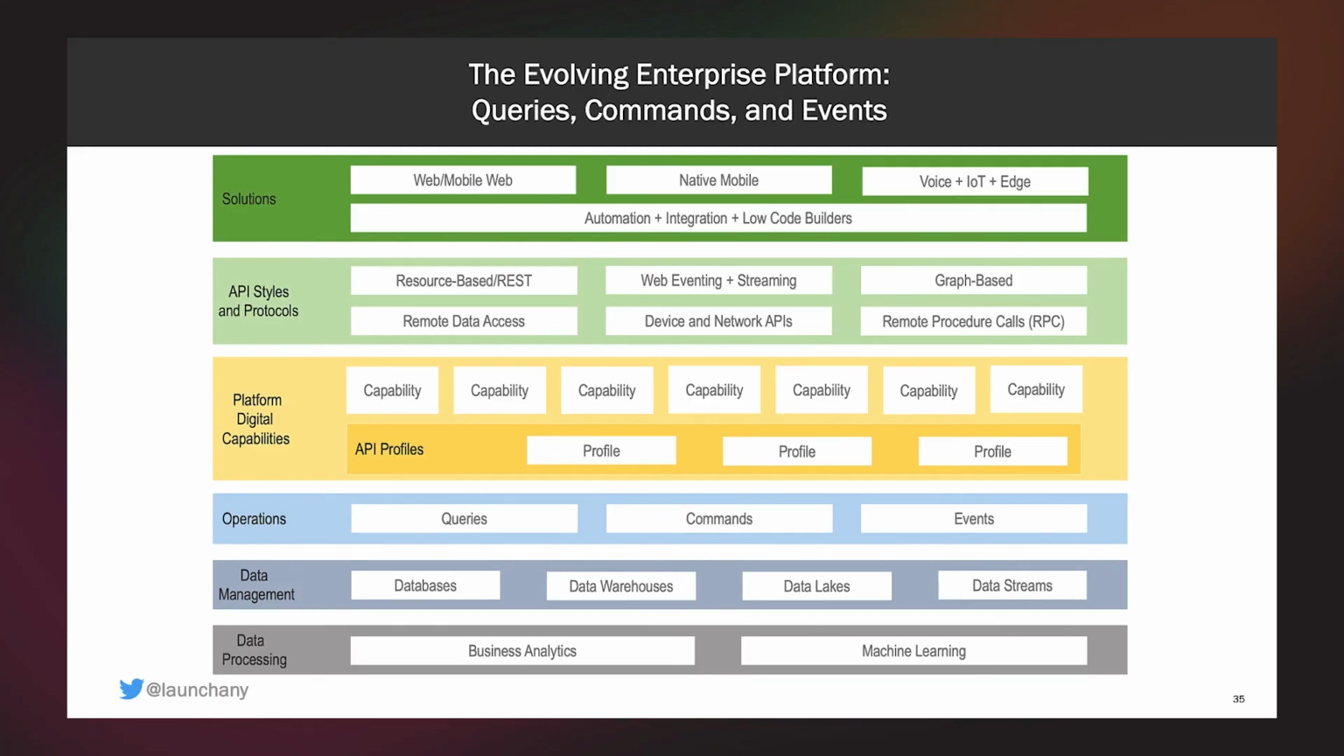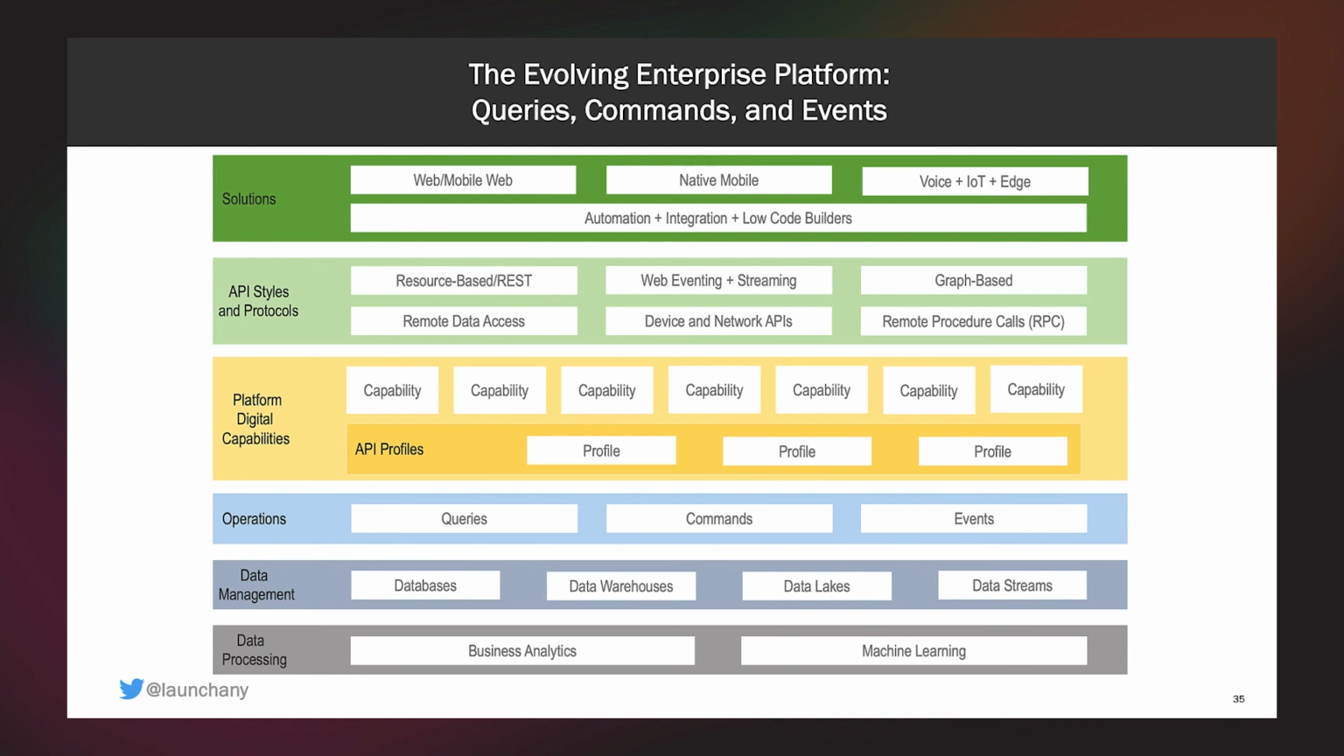Our enterprise platform is starting to evolve. It's going from just having some REST APIs on top of a data store to having these robust solutions at the top that are web, mobile web, native mobile, voice, IoT, edge devices, all laying on top of automation and integration and low-code builders and other types of solutions that are built upon REST APIs, GraphQL APIs, gRPC, NETCONF, RESTCONF for our devices, all these different APIs. We're also seeing these web eventing and streaming APIs start to emerge that are empowering us to do new things.